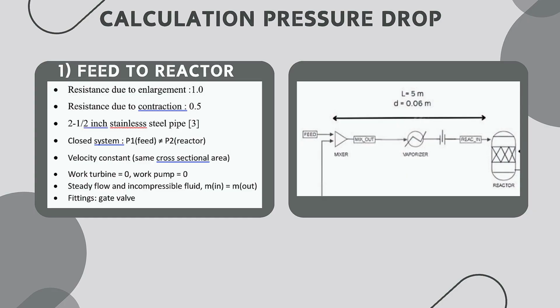For the calculation of pressure drop from feed to reactor, we assume the resistance due to enlargement is 1, and resistance due to contraction is 0.5. We use a 2.5 inch stainless steel pipe, 5 meters long. It is a closed system, where the feed pressure and reactor pressure are not the same. The velocity is constant because of the same cross-sectional area, with no turbine work and no pump work. It is steady flow and incompressible fluid, and the fitting is a gate valve with a 0.13 constant.